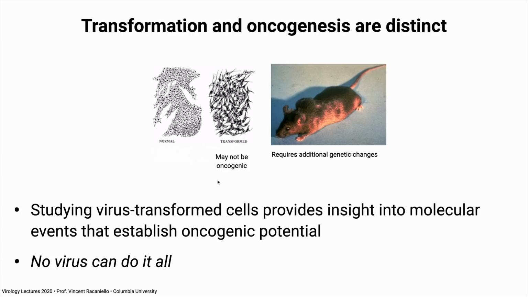And the reason we understand all of this today is because the study of virus-transformed cells gave us insight into what happens in cells to establish oncogenic potential. What is it that makes cells divide forever? And now that we're studying cancer cells, what mutations lead to cancer? The key here is that no virus can do it all. A virus can transform cells. A virus doesn't cause cancer. A virus causes a cell to become immortal, and the making of the cancer is up to the cell itself. It's up to whether those 12 mutations are sustained during that uncontrolled replication. So viruses start the process, and then the cells take over.